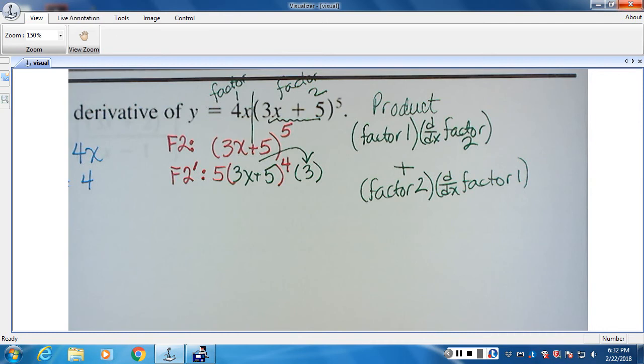Yes, the derivative of the plus 5 would have been 0. Okay. So I didn't write down the 0 because we don't need to. Okay? So yes, the derivative of 3x plus 5 is actually 3 plus 0. And we just wrote that as 3. Okay? Anything else that you don't understand where it came from?